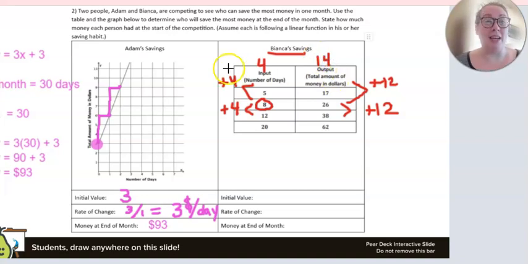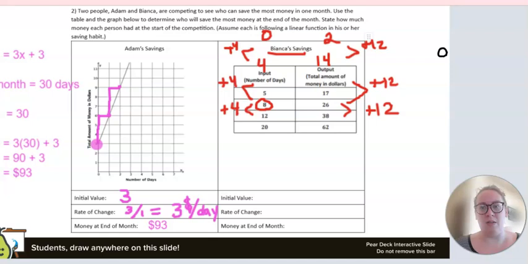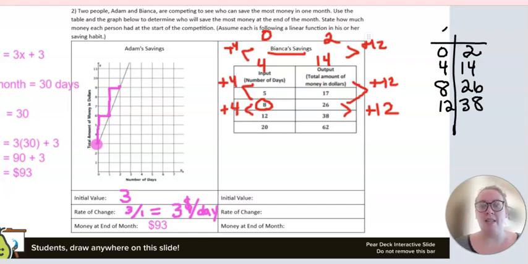Great. Now I'm going to do it again to get to 0. 4 minus 4 is 0. And 14 minus 12 is 2. So essentially what we have here is our table: 0, 2, 4, 14, 8, 26, 12, 38, right? And now each time our x, our input, is going up by 4 and our output is going up by 12.